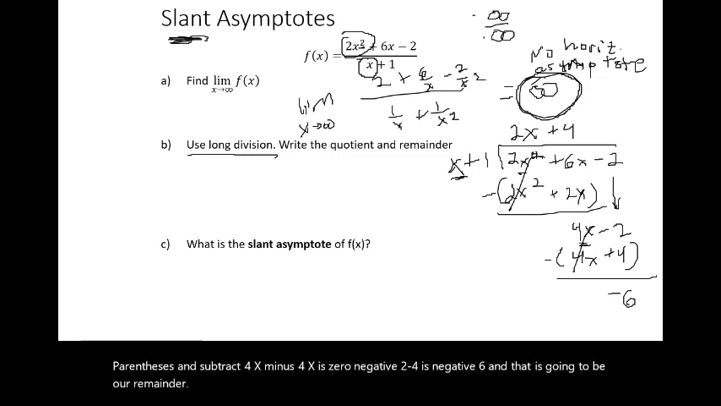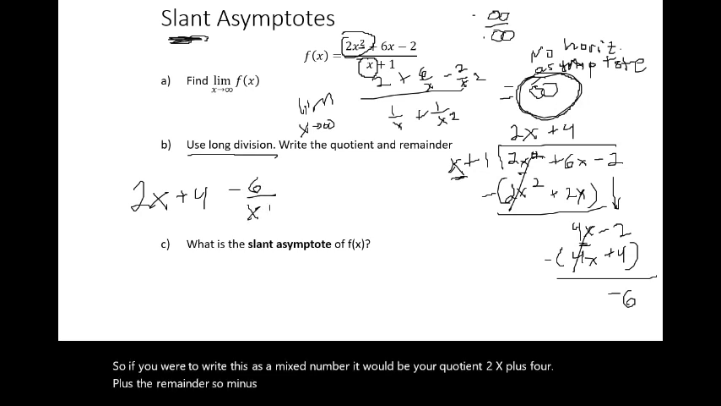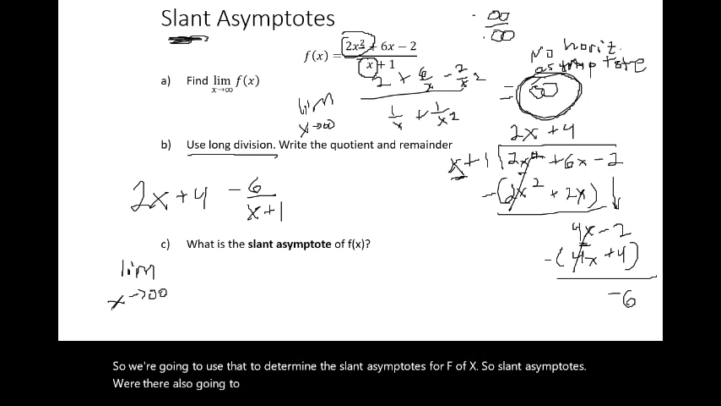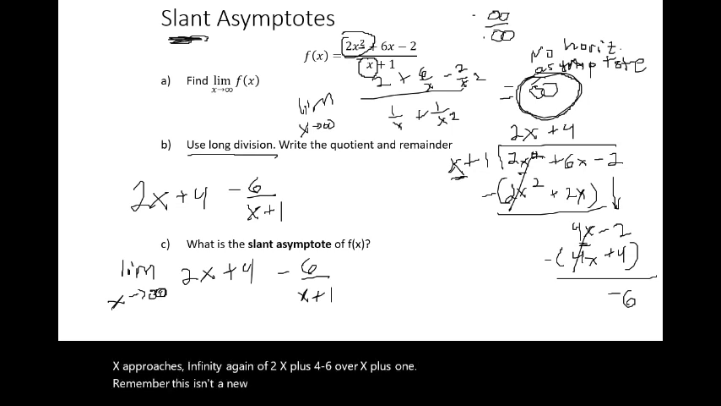So if you were to write this as a mixed number, it would be your quotient, 2x plus 4, plus the remainder, so minus 6, over the divisor x plus 1. So we're going to use that to determine the slant asymptote for f of x. Slant asymptotes are also going to involve limits as x approaches infinity. So I'm going to take the limit as x approaches infinity again of 2x plus 4 minus 6 over x plus 1. Remember, this isn't a new function. I've just rewritten it so that the quotient and the remainder are written as a mixed number.